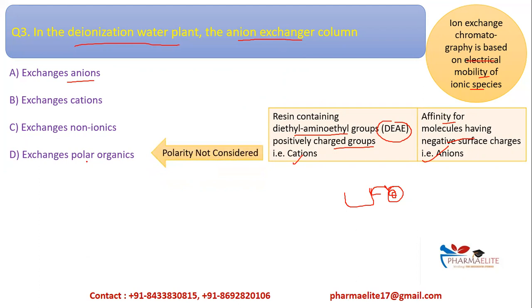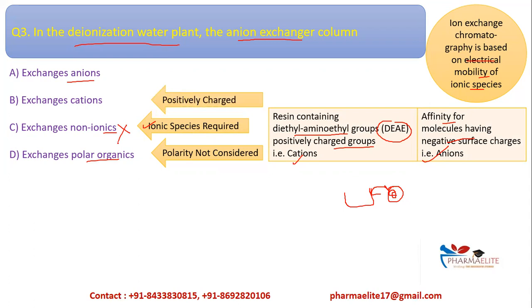In the case of polar organics, polarity is not considered, only the ionic species are considered. Exchanging non-ionics will not take place because ions are required. It also cannot exchange cations because they are positively charged. Our column is an anion exchange column, so it will exchange only anions, which are negatively charged.